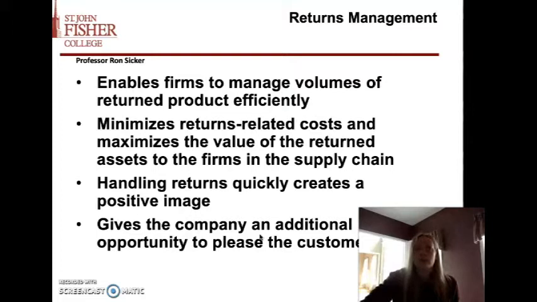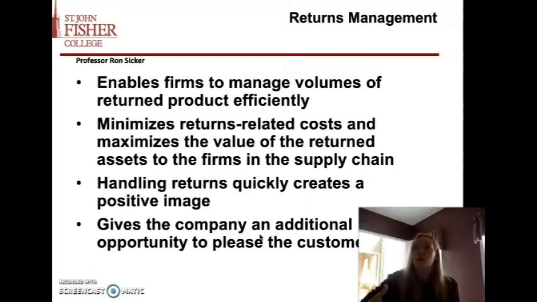So returns management is super important for having another touch point for CRM and customer service and building a brand. So it enables firms to manage volumes of return product efficiently, and it can minimize returns related costs and maximize the value of the returned assets to the firms in the supply chain. So if you handle returns in a really great way, make it really easy for the customer, it's going to create a positive image among the people that are returning products to you. And it's an additional marketing and customer service touch point.